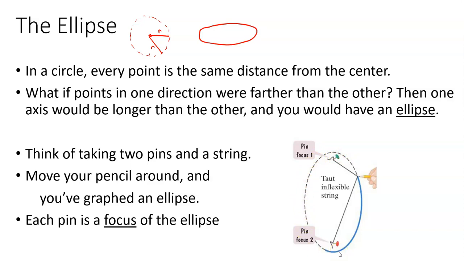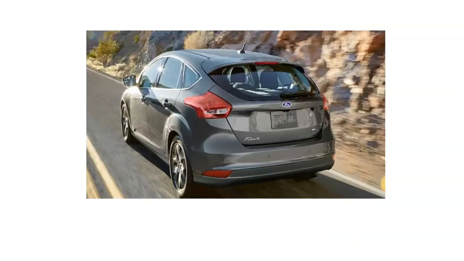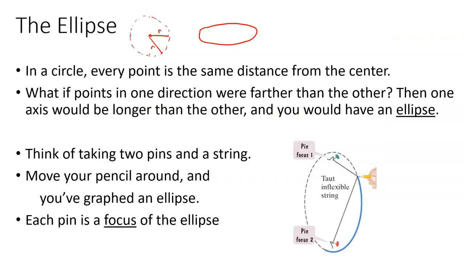We have a name for those things. Each one of them is called the focus. That focus, no, not that focus. It's actually two foci. I guess foci is the plural of focus. So each of those points are a focus of the ellipse.